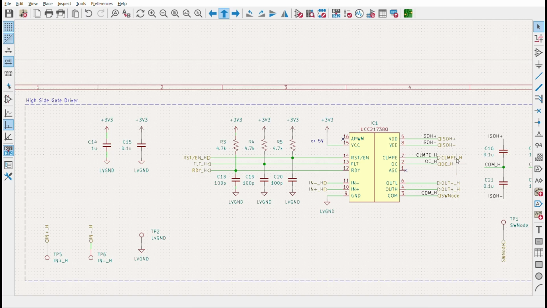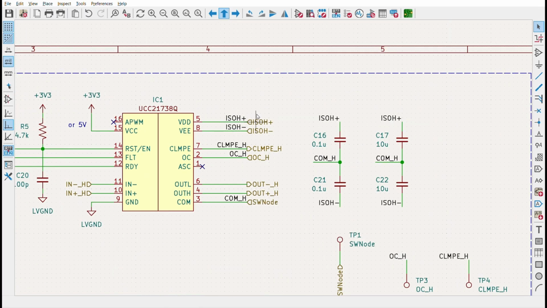And then it takes in plus and minus 15 volts based on the switching node voltage, and outputs a clamp FET signal and then an out high and out low signal.